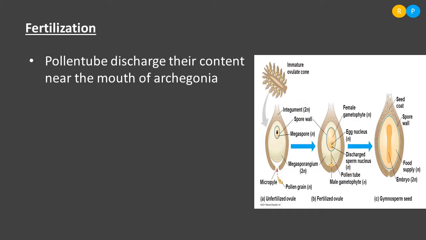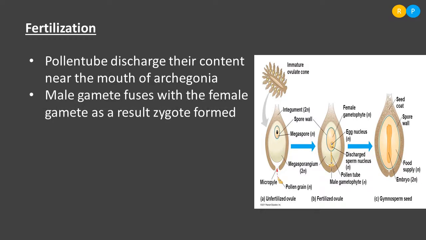And when the pollen tube reaches the micropylar opening, it discharges its content near the mouth of archegonia. So near the mouth of archegonia, the pollen grain discharges all the content, so that the male gamete is discharged into the mouth of archegonia. So what is the next step? The next step is fertilization. When the male gamete reaches the female gamete, fusion occurs. The male gamete fuses with the female gamete.